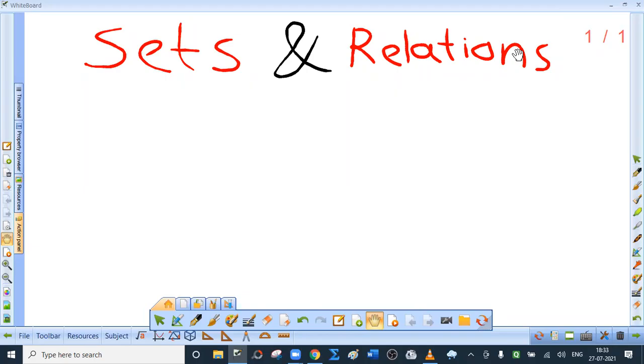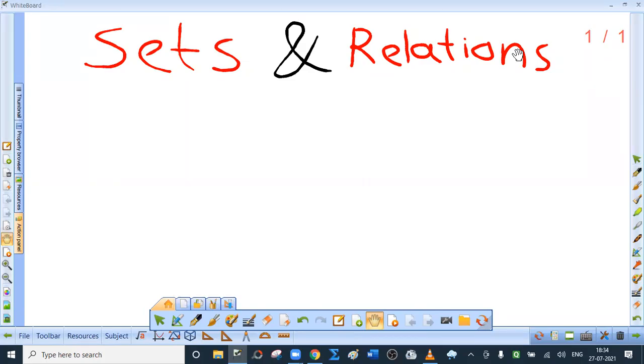So today's topic is sets and relations. This is the fifth topic. Basically, the topic should have been called sets, relations, and functions, but functions is altogether a different topic, I think topic number six. So, sets and relations: you have already done sets, maybe not relations, but sets in ninth and 10th standard.